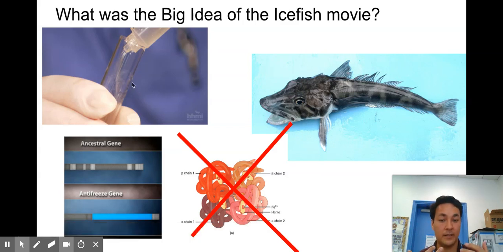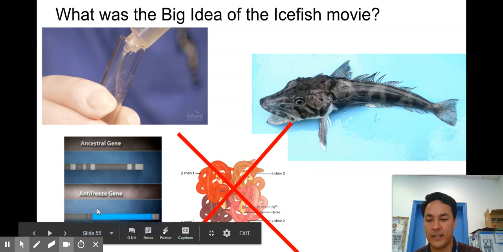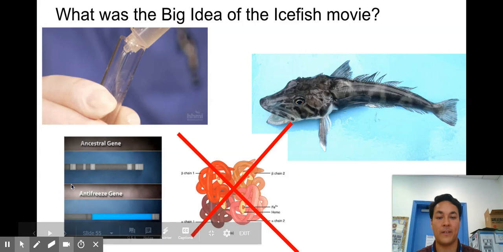That made their blood less thick, and it made it able to withstand the colder temperatures. They also gained a gene for making an antifreeze protein. It helps prevent their blood from freezing. The water that they're in is really cold. Salt lowers the freezing point of water.